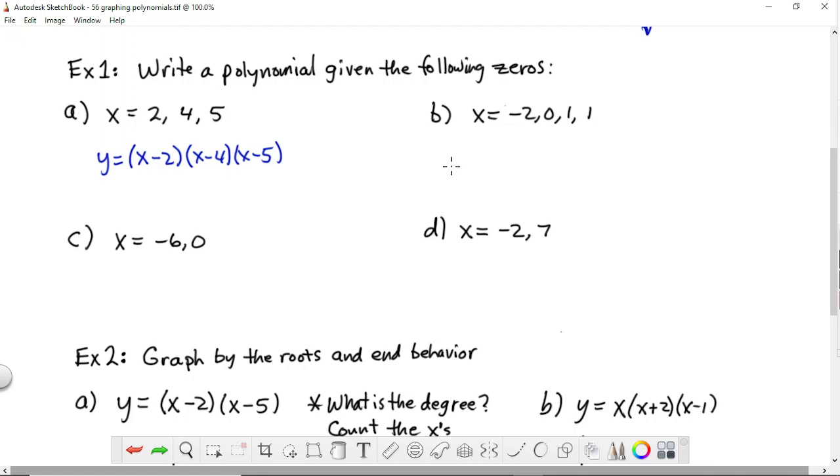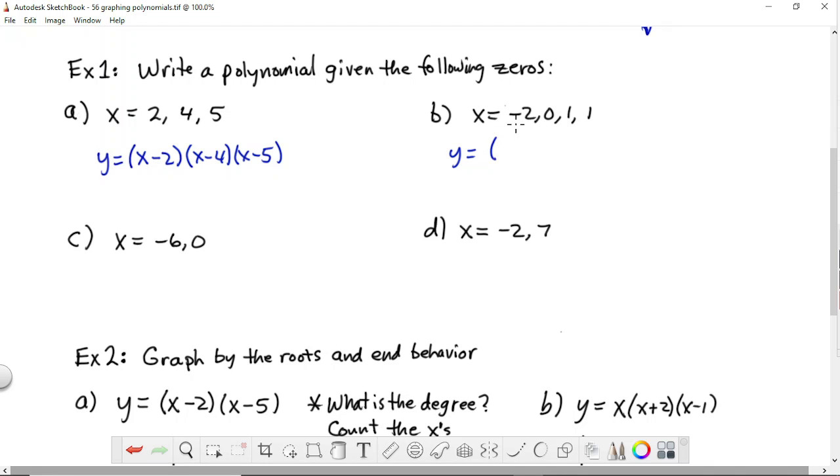Okay, so if you have a question like this on a test, write a polynomial given the following zeros. If we don't tell you that you need to multiply it out and put it in standard form, you can leave it like this. Okay, let's look at the next one. Write a polynomial given these zeros.